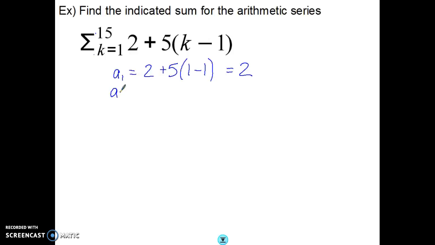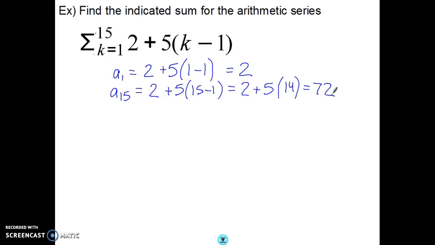And then we also have to know a sub 15, which is going to be 2 plus 5 times 15 minus 1. Well, 15 minus 1 is 14, so 5 times 14. 5 times 14 is 70, plus 2 is 72.